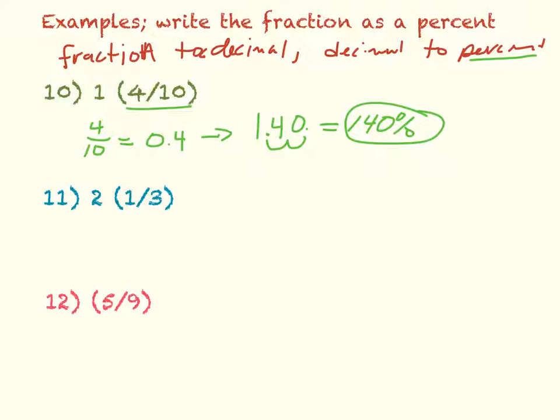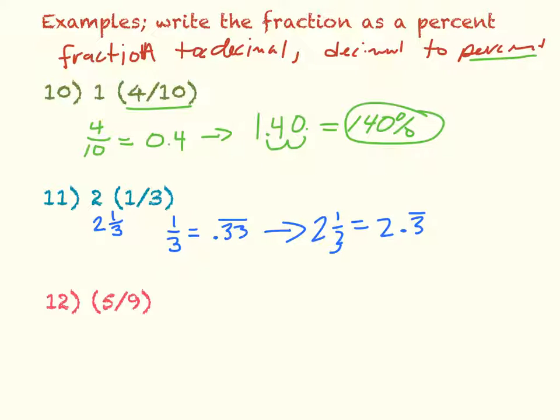For this next example, we have 2 and 1/3, and we want to change that into a percent. So the first thing I'm going to do is change 1/3 into a decimal, and that's going to be 0.33 repeating. It's going to continue on. So I have the decimal 2 and 1/3 is equal to 2.33 repeating. Or you might just write it as 2.3 repeating.